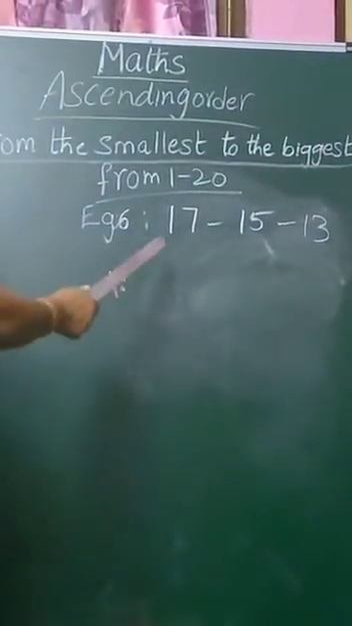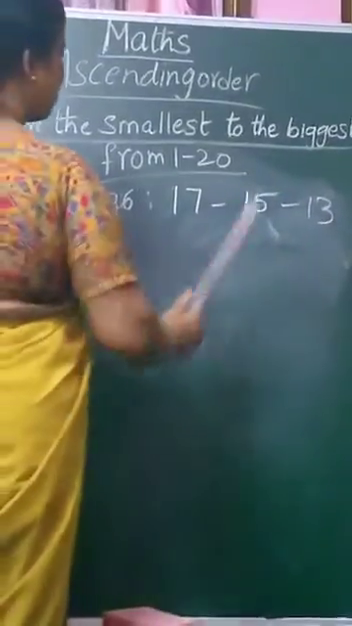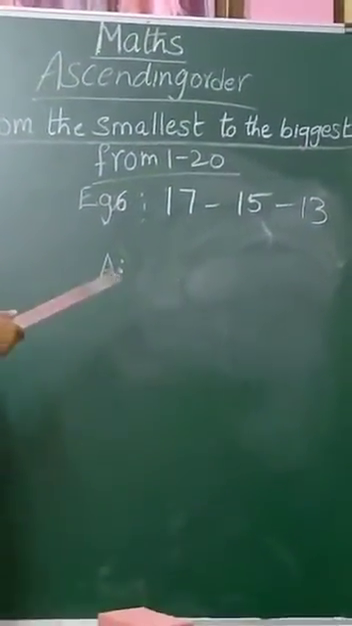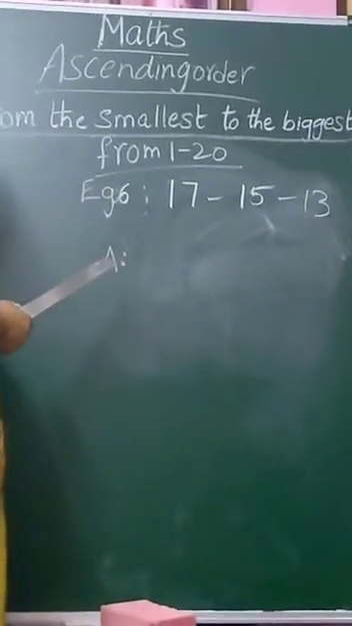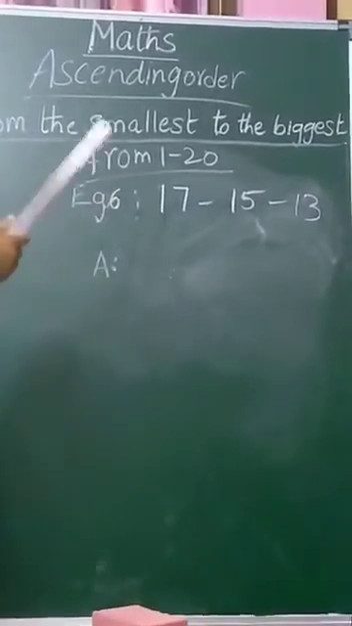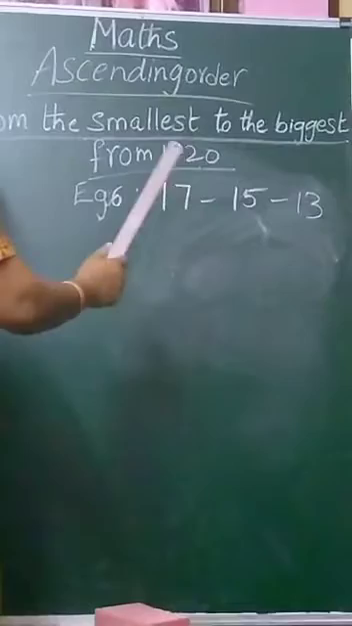Look at here children. Here 17, 15, 13. Out of these three numbers, which is the smallest one? Shall we count the numbers together? Yes. Do you have 1? Not there. Do you have 2? Not there. Do you have 3? Not there. Do you have 4? Not there. Do you have 5? Not there. Do you have 6? Not there. Do you have 7? Not there. Do you have 8? Not there.